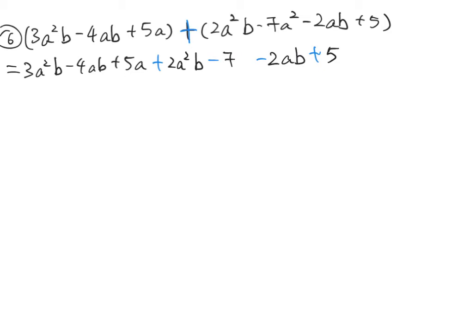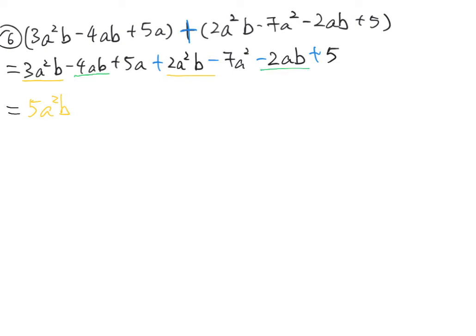Alright? So plus, still plus. Minus, still minus. Minus, still minus. Plus, still plus. No change. Okay? And then we try to add the like terms together. So here 3a squared b, a squared b. So we add them together. And then this is ab. So this is ab, right?